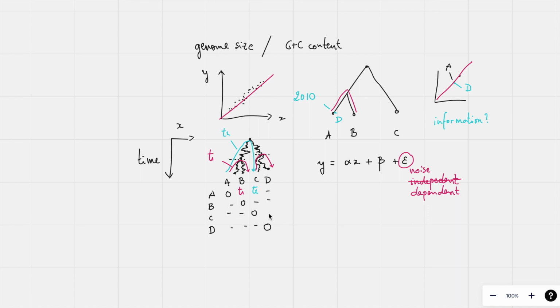But for this, I must make sure that I have the entirety of the tree here. If I know the topology of the tree between A, B, C, and D, and more importantly, if I know the amount of time that separates the species, then I can fill that matrix completely, and I would call that D for distance. So I'm able to compute a certain distance matrix that represents the amount of time that has passed between the divergence of each pair of species in the matrix.